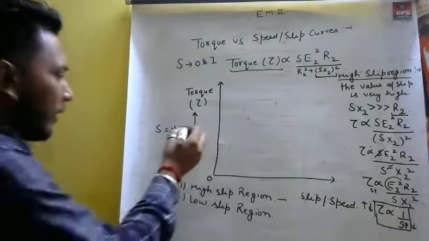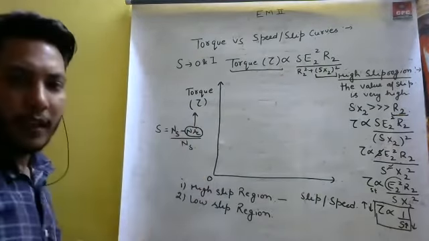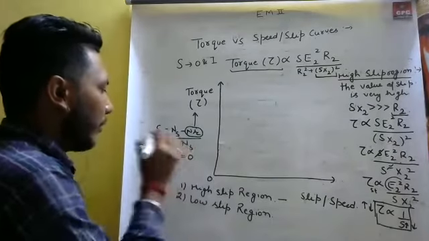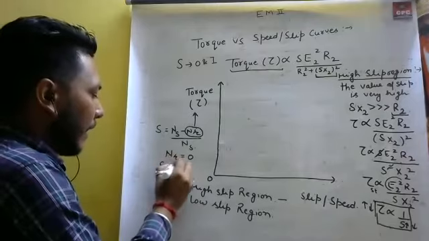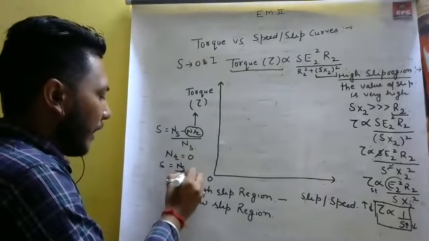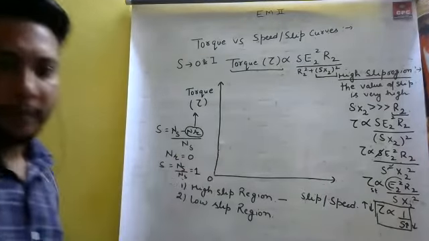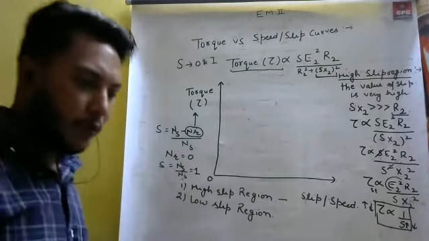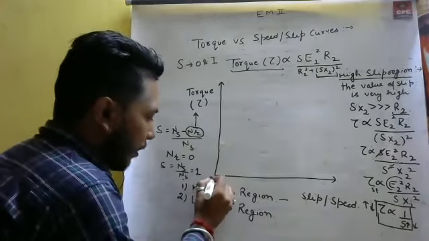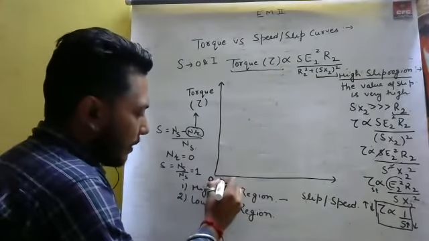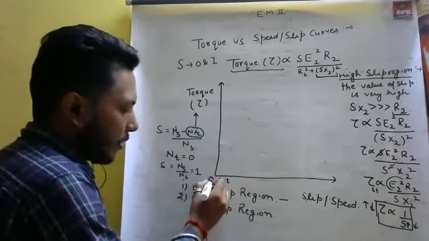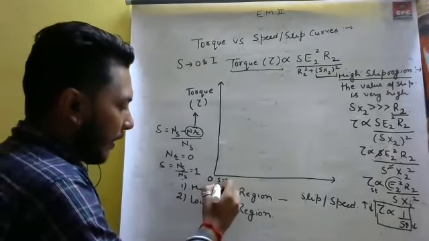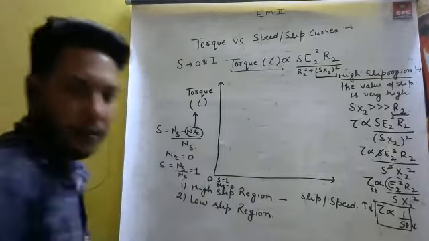At starting, the rotor speed is 0. If you're talking about the starting condition, this NR is equal to 0. So the value of slip becomes S is equal to NS upon NS, that is equal to 1. So at starting, the value of slip is equal to 1. So at this point, the origin, slip is equal to 1. This is your starting condition because this is your origin. At starting condition, the value of slip is equal to 1 when NR is equal to 0.